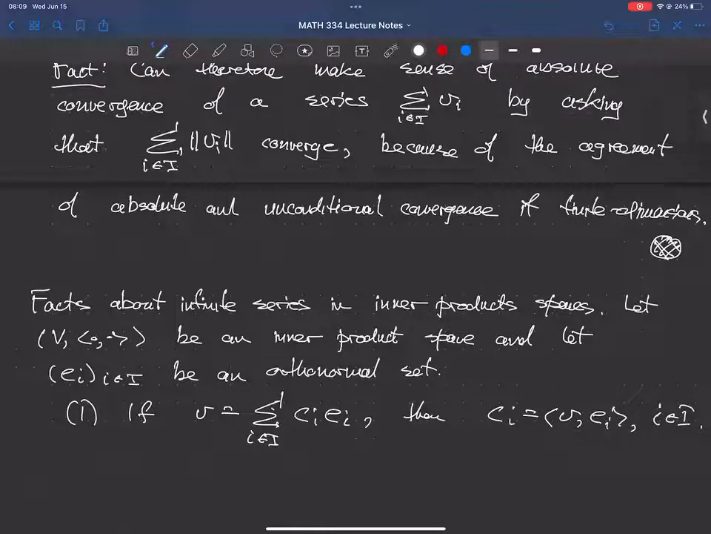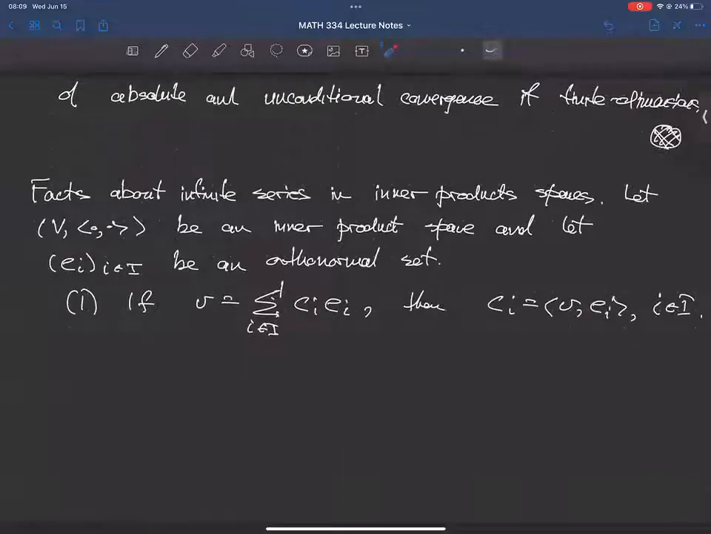So one of the consequences of this, by the way, is that if the series converges, then it turns out that only countably many of these coefficients c_i can be non-zero. And so what that means is that v is going to be orthogonal to all but a countable collection of these e_i. So in the uncountable case, the sum is still countable. That's another fact that is lying in the background here.